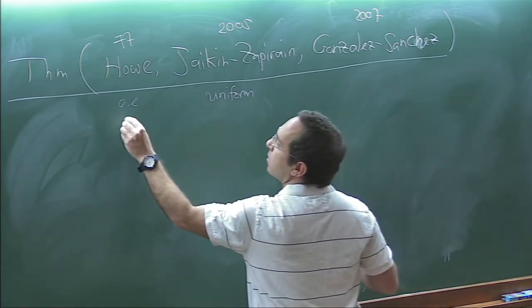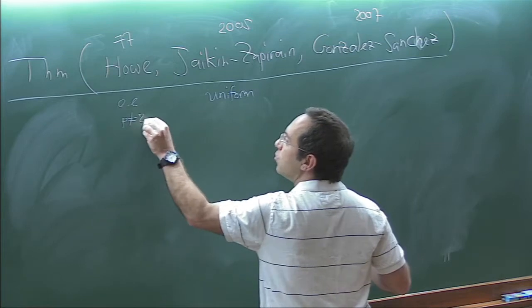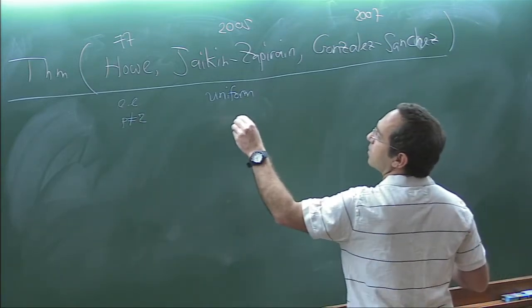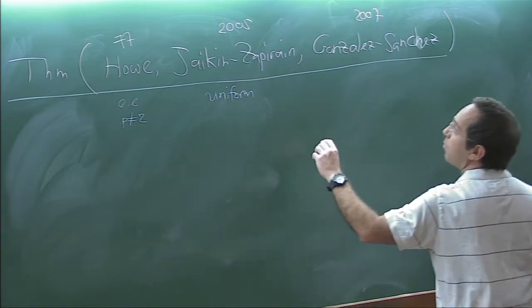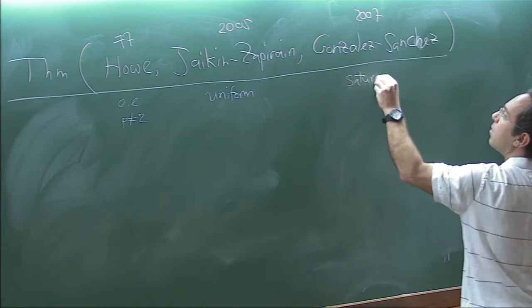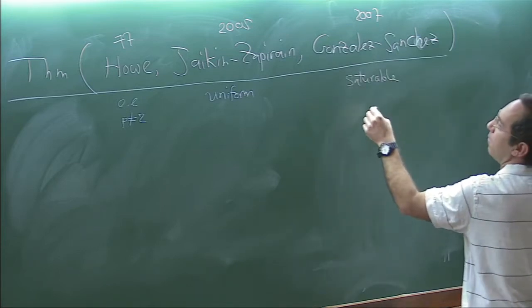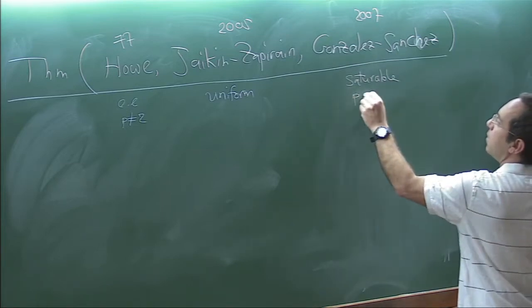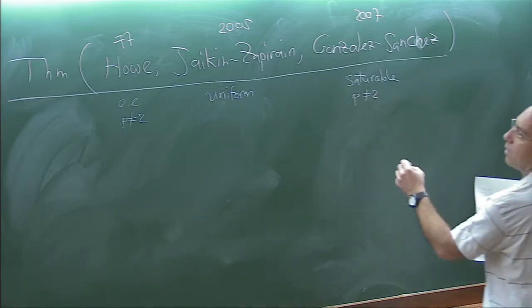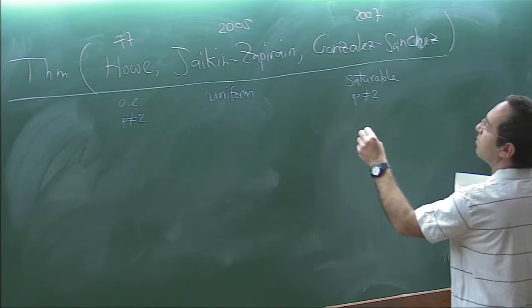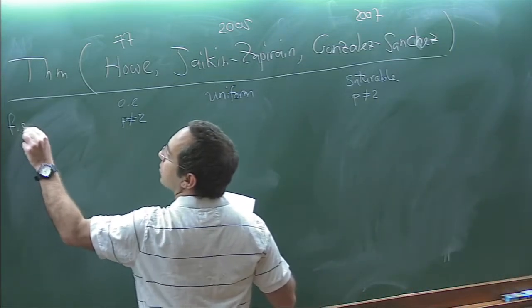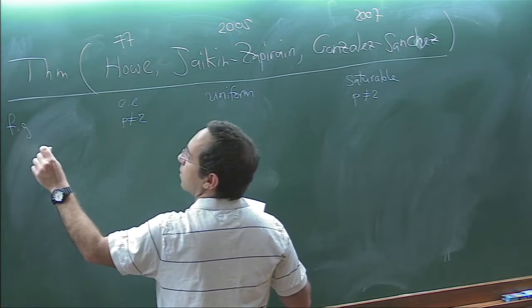By the way, here always p is not 2. It's been excluded right from the beginning. Hrushovski is doing the uniform case, all groups for all primes. And here, this is for saturable, again p is not 2, and everything here is, again, finitely generated, torsion free.